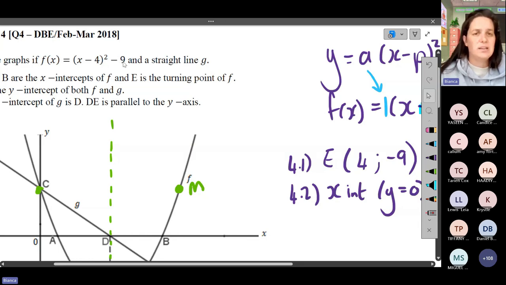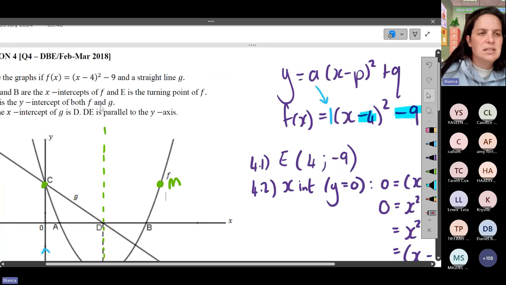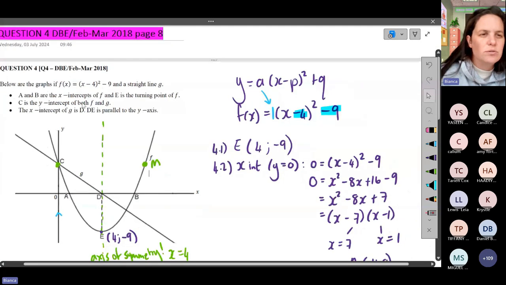So that 9 is the turning point. Don't overthink it, okay? The y-intercept isn't given. But how do you find the y-intercept of any function? You make the x value 0, right? So let's find out C's coordinates, unless it's given somewhere. So it feels like it's a lot of work with 2 marks.